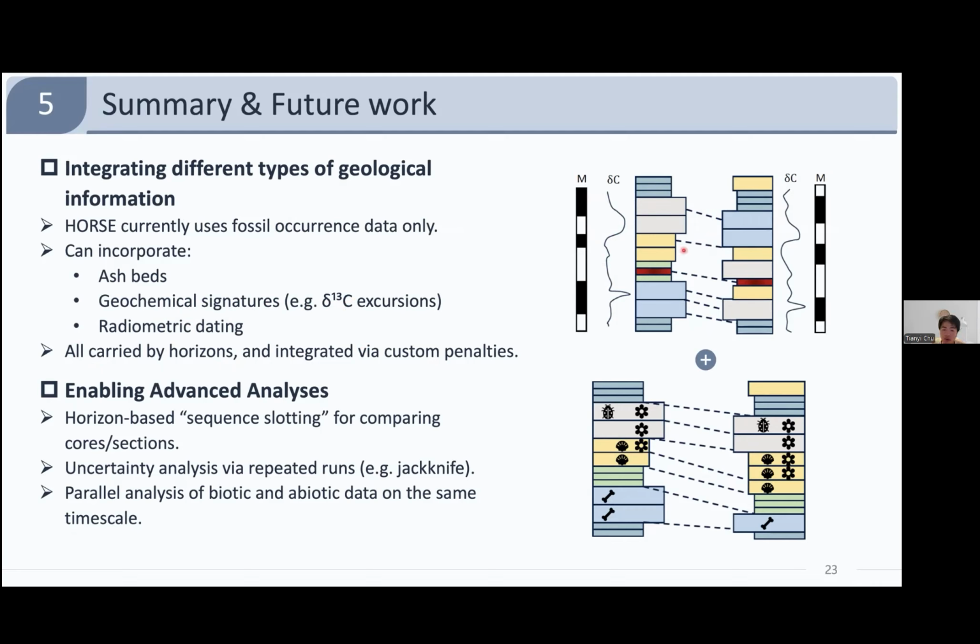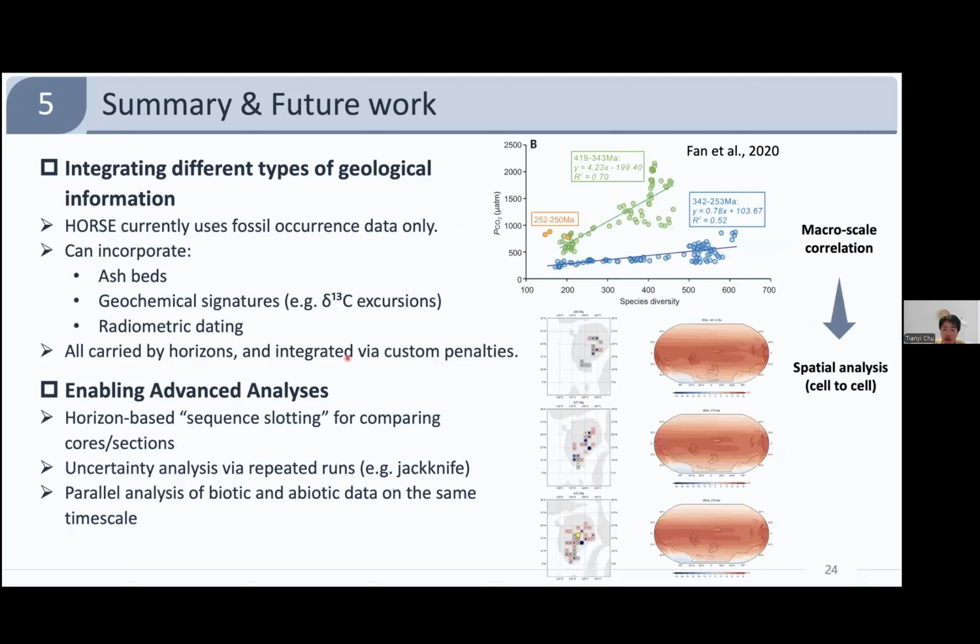As shown here, both biotic and abiotic signals can be aligned and analyzed in parallel on the same timescale. This opens the door to richer multi-proxy reconstructions of Earth history. Building on its ability to align diverse geological records, HORSE also opens up new possibilities for investigating the relationship between biodiversity and environmental change. Past studies often relied on global correlations between species diversity and proxies like CO2 or temperature.